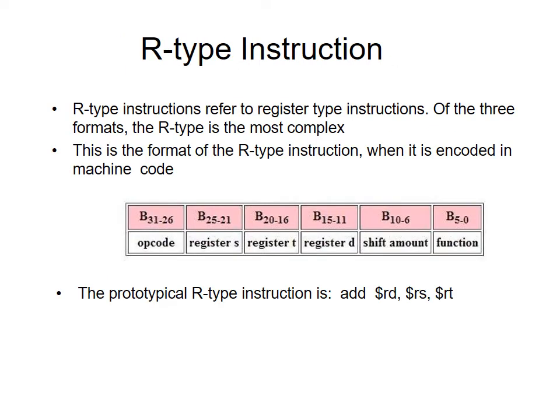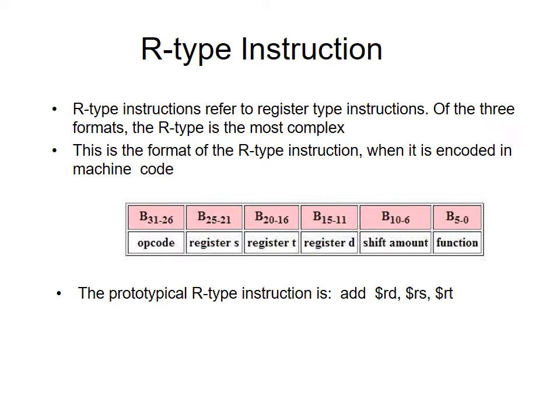At first, R type instructions. R type instructions refer to register type instructions. Of the three formats, the R type is the most complex. This is the format of the R type instructions when encoded in machine code. Every instruction is 32 bits wide, counted from 0 to 31, that means bit 0 to bit 31.